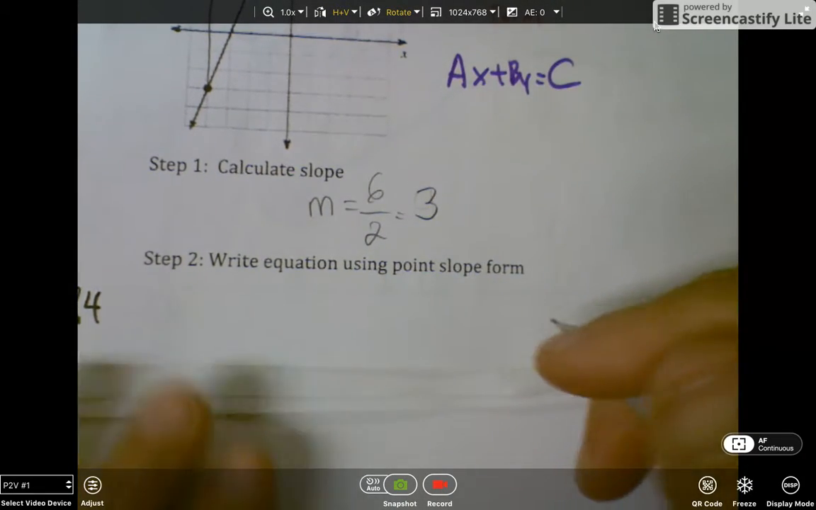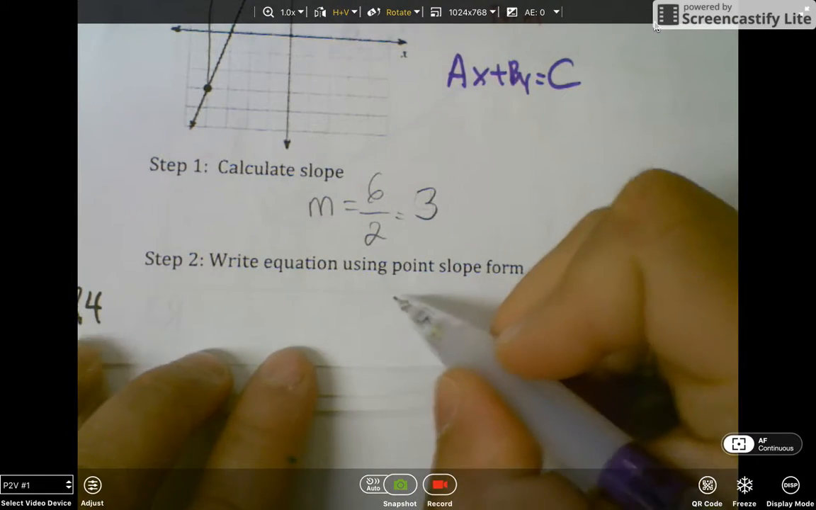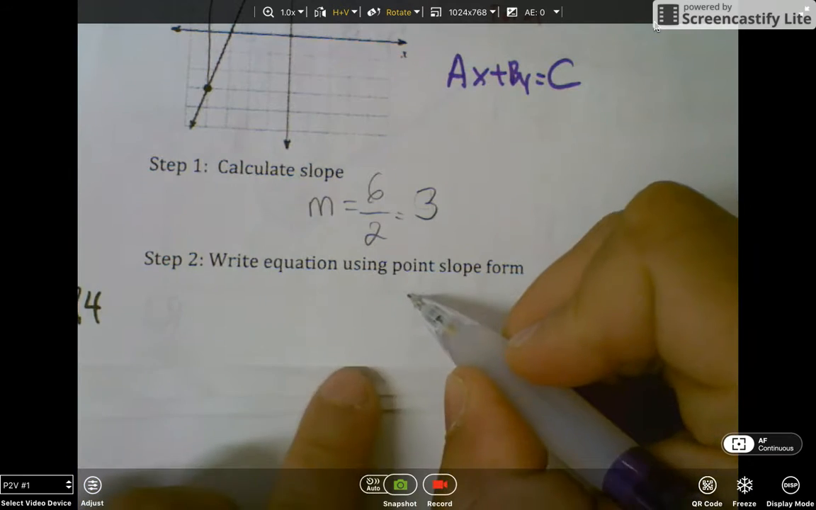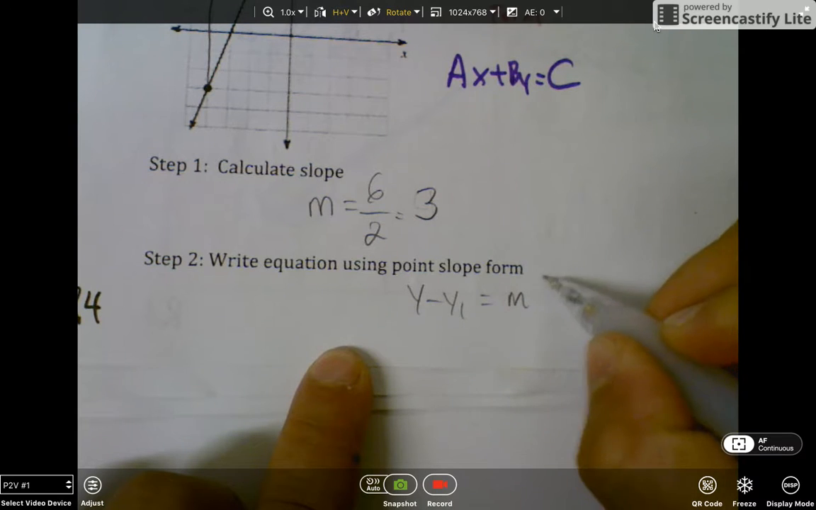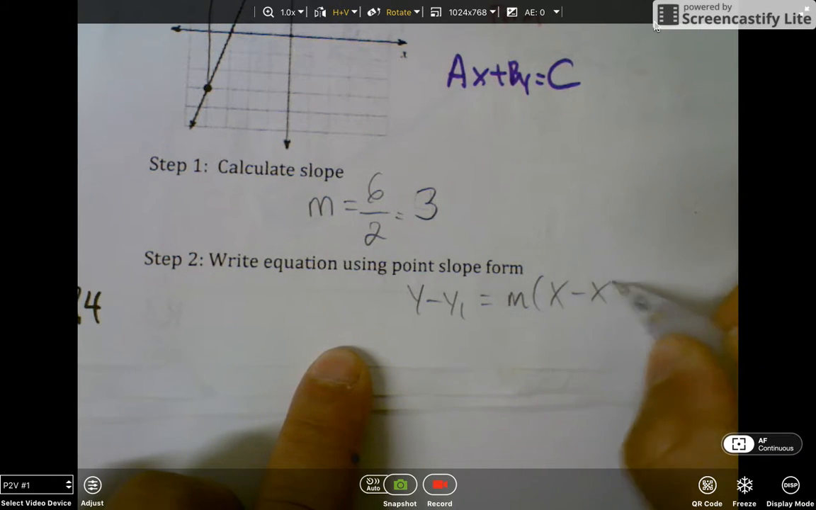Now that I have the slope, the second step is to write the equation using point-slope form. Point-slope form, as we learned in the previous lesson, is y minus y1 equals m parentheses x minus x1.